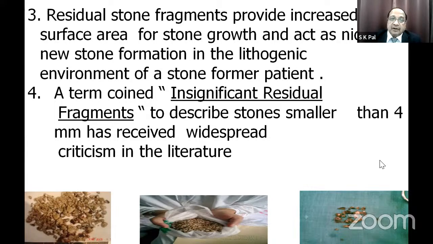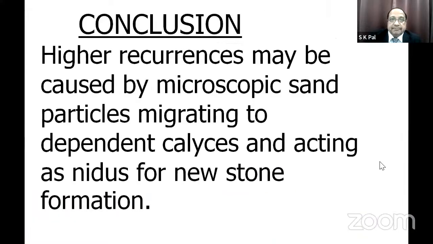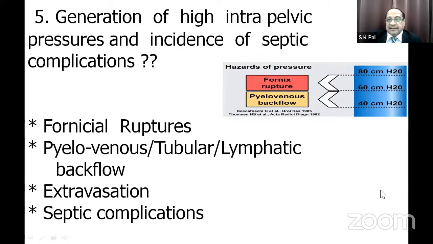And way back, when this term was coined, "insignificant residual fragments" was used to give an excuse for ESWL. At that time it was considered insignificant, but now this term has received widespread criticism in the literature. So all these points must be considered, and higher recurrence rates may be caused by microscopic sand particles migrating to dependent calyces and acting as a nidus for new stone formation. So this should remain in your mind when you are trying to reduce the size of your tract.